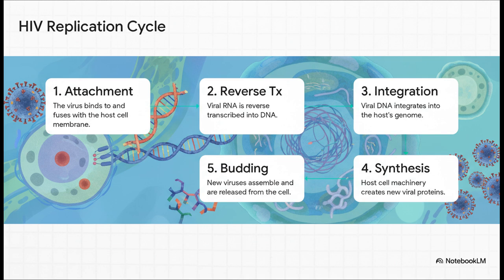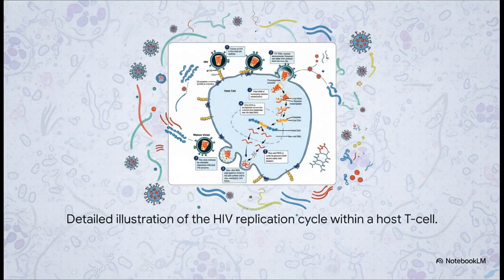Then comes reverse transcription, where viral RNA becomes DNA. After that is integration, where that new viral DNA gets inserted into the host's own genome. Then the host cell's machinery is hijacked for transcription and translation of viral proteins. And finally, all the new viral parts assemble and bud off from the cell to form new mature viruses. This illustration really shows the whole cycle in detail.